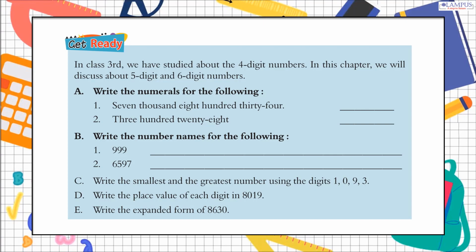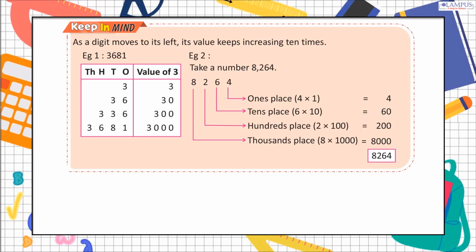E. Write the expanded form of 8630. Keep in mind, as a digit moves to its left, its value keeps increasing 10 times. Example 1. 3681. Ones place 3, value of 3 is 3. Tens place 3, value of 3 is 30. Hundreds place 3, value of 3 is 300. Thousands place 3, value of 3 is 3000.